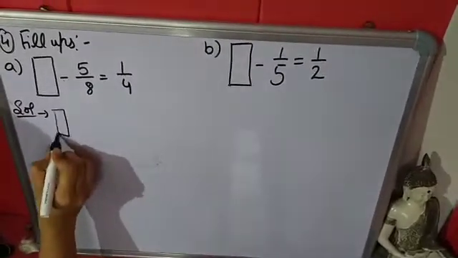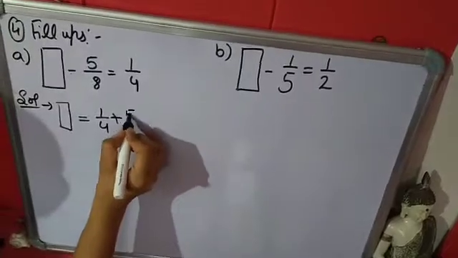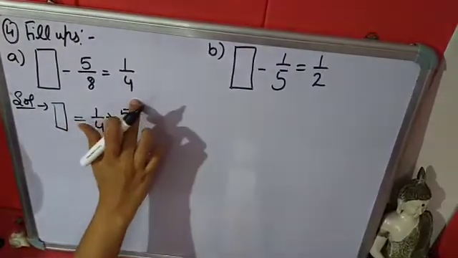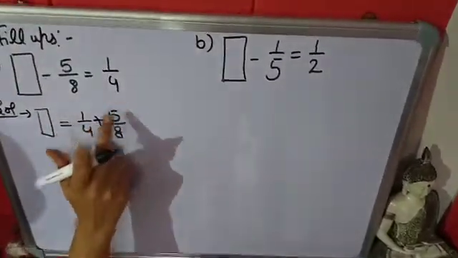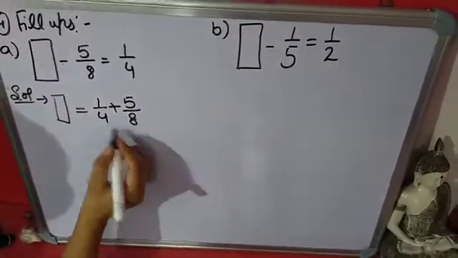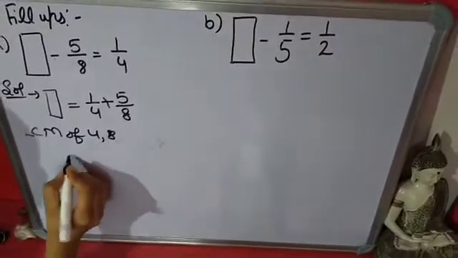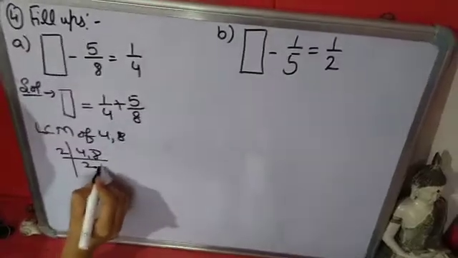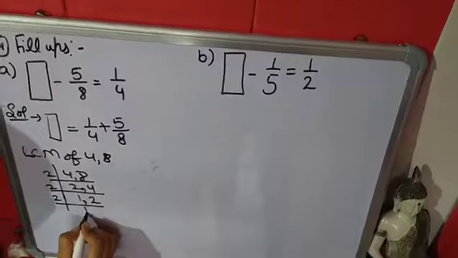So it will be like this, 1/4 plus 5/8. When a minus number goes to another side then it will be plus. Because denominators are different, we are taking this method. Now we will add this. Again take the LCM of 4 and 8 because denominators are different. It will go on 2, 2 twos are 4, 2 fours are 8, again on 2, 2 ones are 2, 2 twos are 4, again 2, 2 ones are 2.